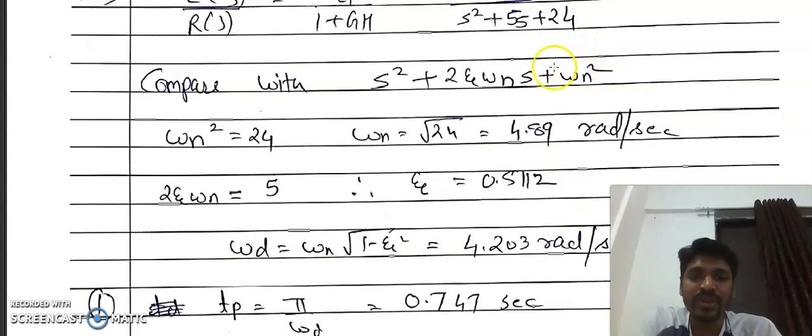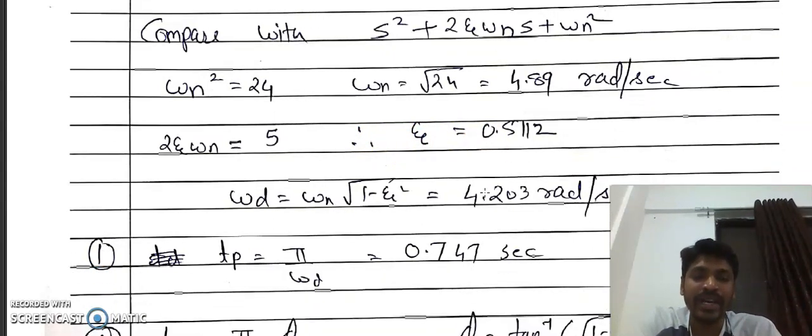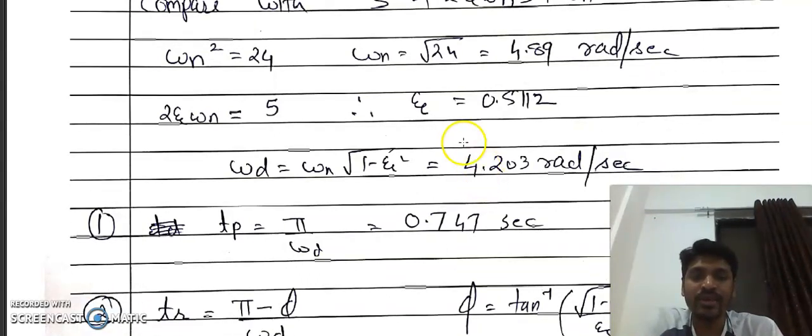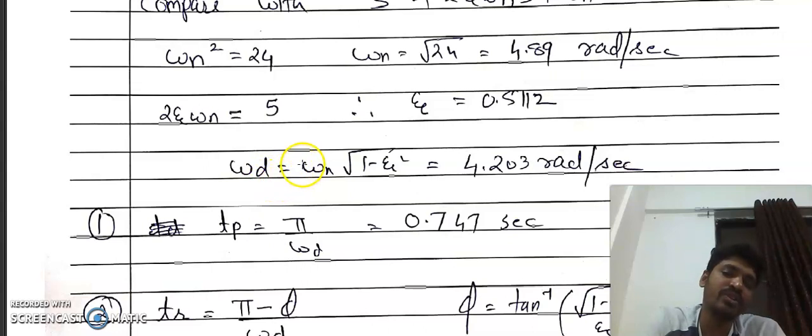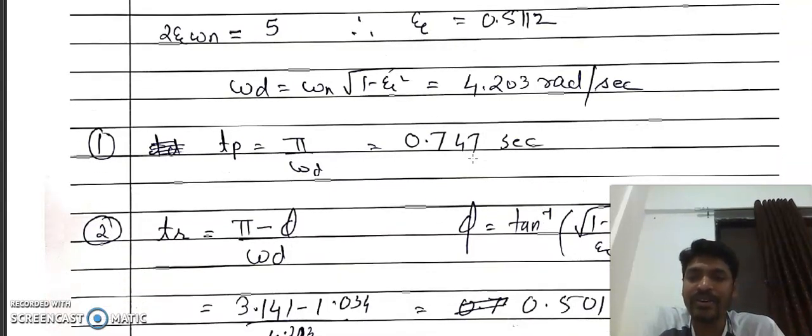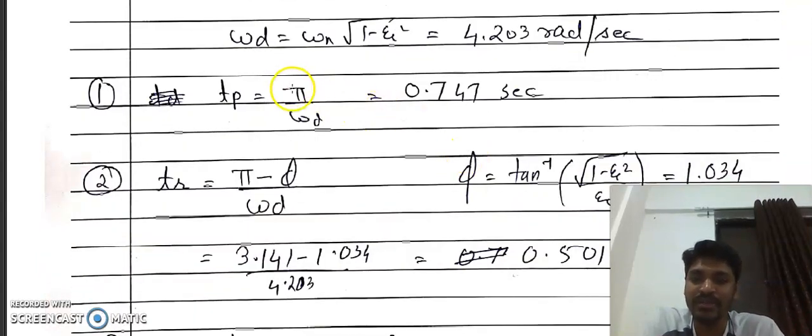Once you get omega n square, 2 zeta omega n will be equal to 5. Once you know the omega n value, you can find the value of zeta, and zeta will be 0.5112. Zeta is nothing but a ratio, hence it will not have any unit. Once you get zeta and omega n, you can easily calculate omega d. Omega d is omega n root of 1 minus zeta square. The formula for TP is pi by omega d. Just substitute the value of omega d, it will be 0.747 seconds.